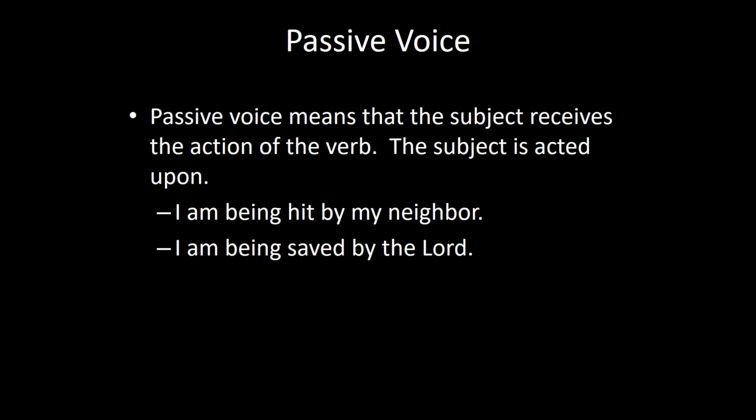Passive voice means that the subject receives the action of the verb. The subject is acted upon. "I am being hit by my neighbor." The subject is I. The passive verb "am being hit" tells you that the subject is acted upon. Or, "I am being saved by the Lord." Both of these are examples of passive voice.